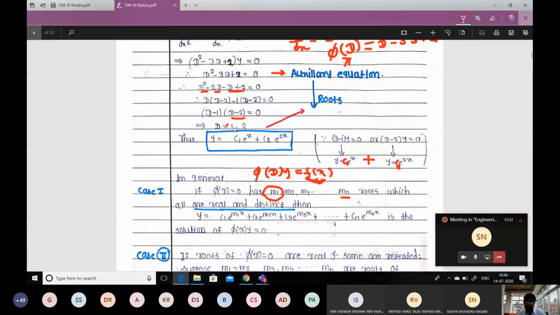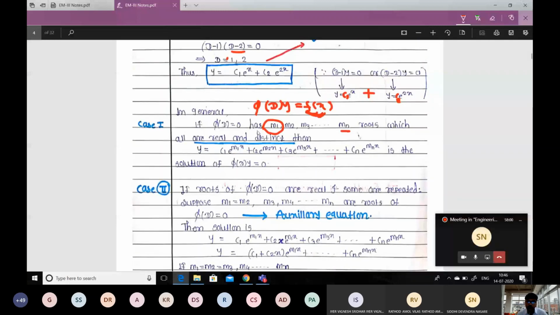So therefore, the first case is that if phi of D equal to 0 has real and distinct roots, then the way of writing the solution is c1 e to the power m1 x, c2 e to the power m2 x, and so on up to c suffix n e to the power m suffix n x. Do you understand this first case, case number 1? Yes, sir. So I'm just generalizing from a particular case to the general case.